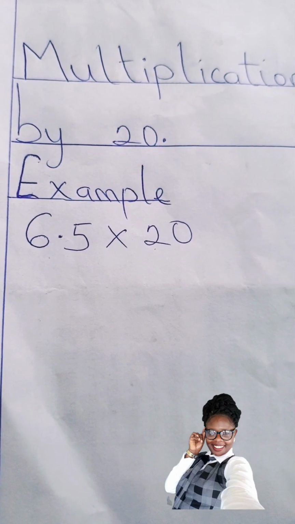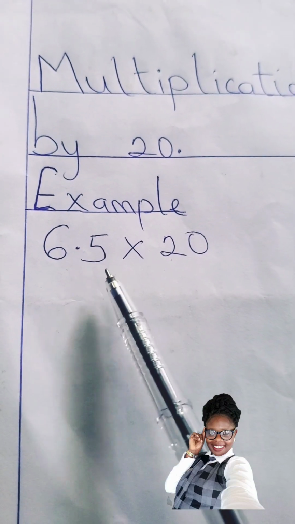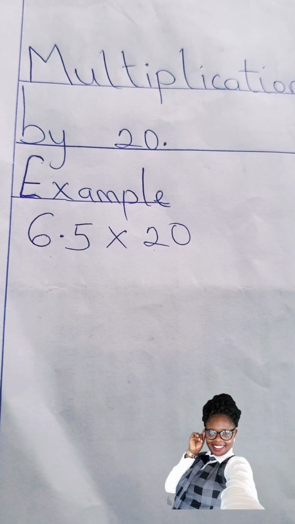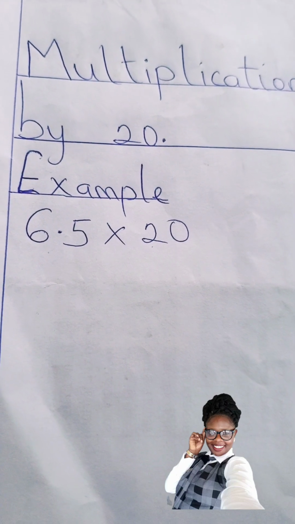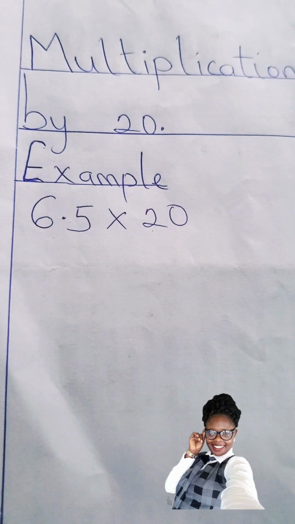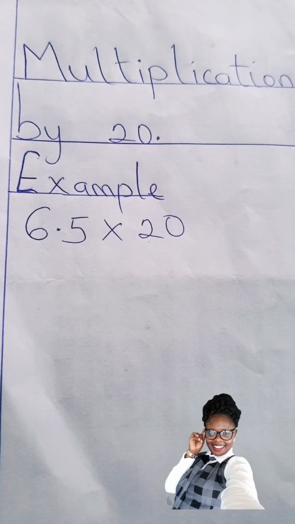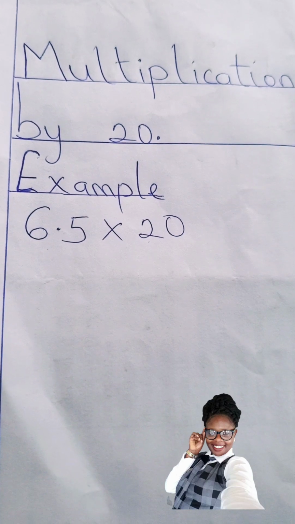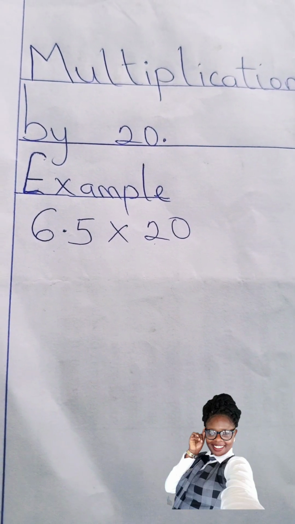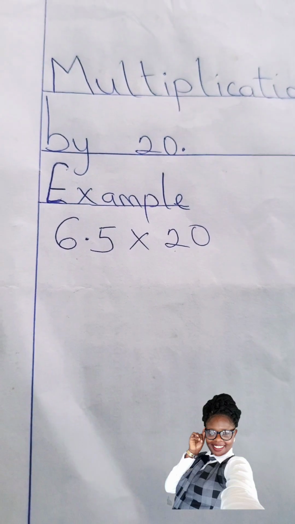Now let me solve this example. The question says 6.5 times 20. I shall be using two methods to solve this example. The first method can be used to explain or teach pupils in the lower basic classes, while the second method can be used to teach or explain to pupils in upper basic classes or probably secondary students.